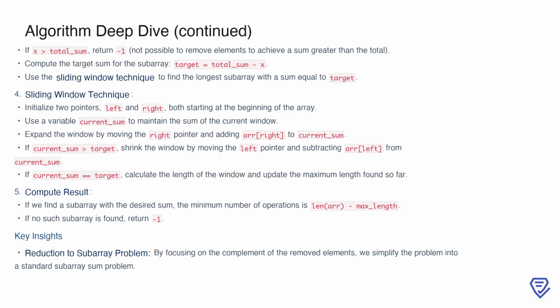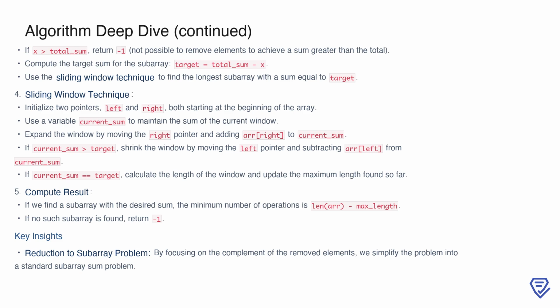Now, to efficiently find the longest subarray with this target sum, we use the sliding window technique. This method involves maintaining a window defined by two pointers, left and right, which represent the current range of elements under consideration. We also keep track of the sum of the elements within this window using a variable, current_sum.